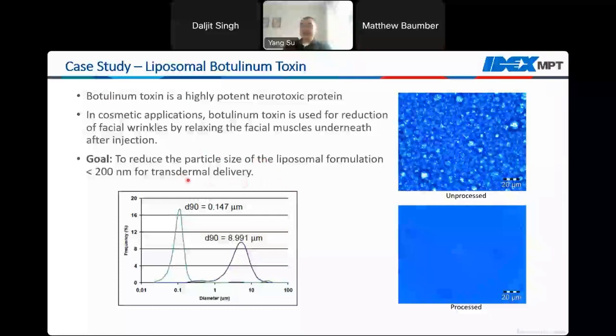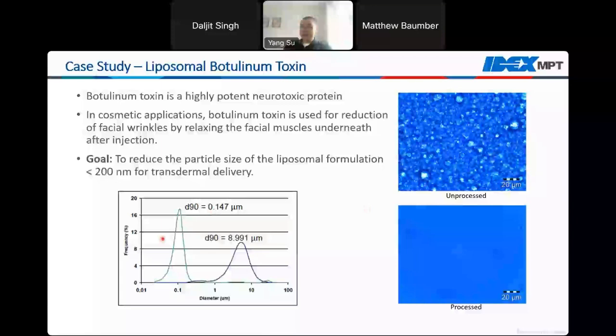Obviously, to achieve a desired transdermal delivery, we wanted to reduce the particle size of the liposome formulation to below 200 nanometers in this case. Again, you can see before pressing through our system, the D90 particle size is somewhere around 10 micron in size. You can actually see that with the microscope image showed here on the top. You can see all the large vesicles.